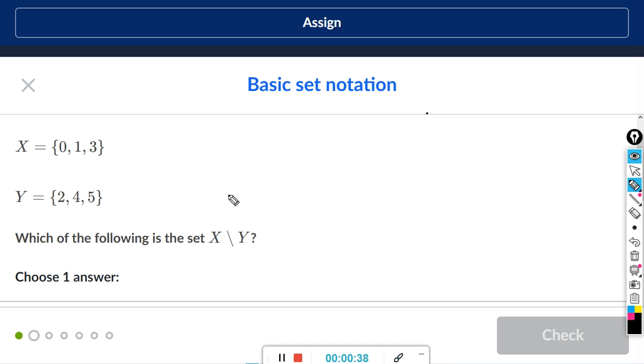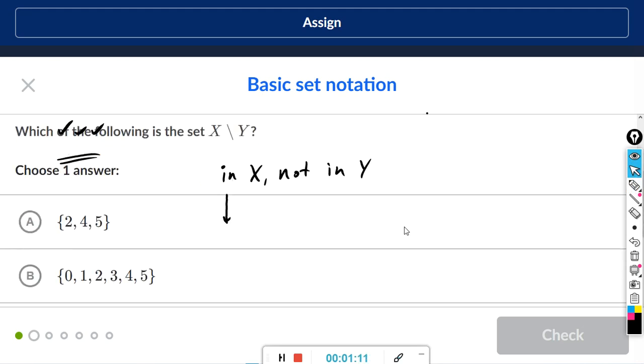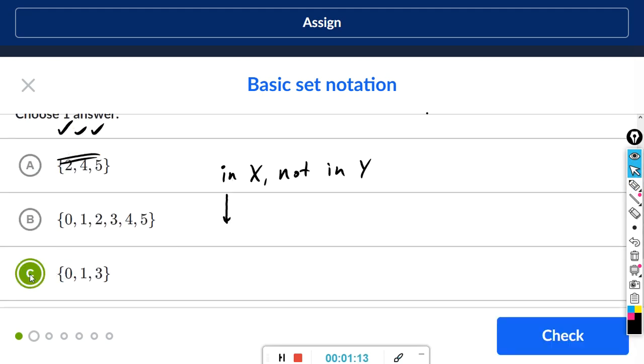Okay, so this backslash symbol, it means the numbers that are in X and not in Y. Okay, so that's for the backslash symbol. So we can see 0 is in X but not in Y. 1 is in X but not in Y. And 3 is in X but not in Y. So it's going to be 0, 1, and 3. Answer C.